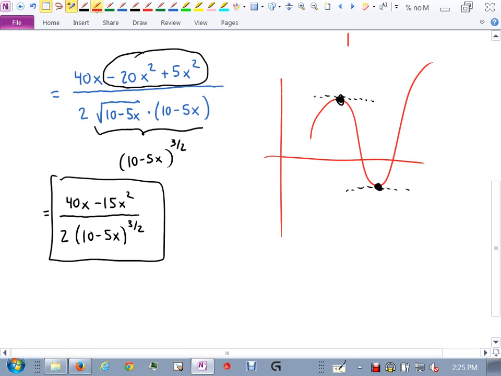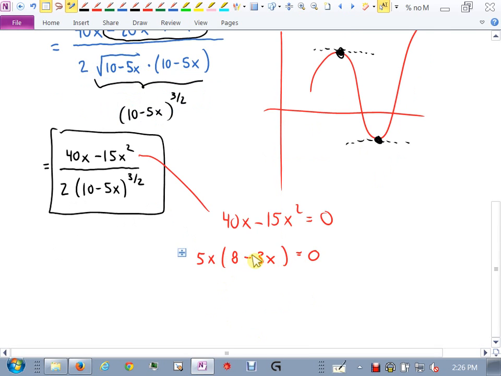Let me just do that real quick. Let me just set that equal to 0. 40x minus 15x squared equals 0. If I factor out, let's say, a 5x, I'm left with 8 minus 3x. Do you agree? And then setting each of these equal to 0, I get two answers. x is 0. That's this one. If I set this to 0, I get x is 8/3. Okay? x is 8/3 and x is 0.